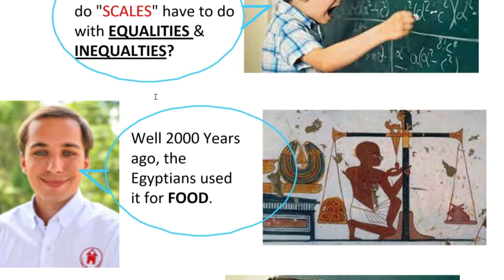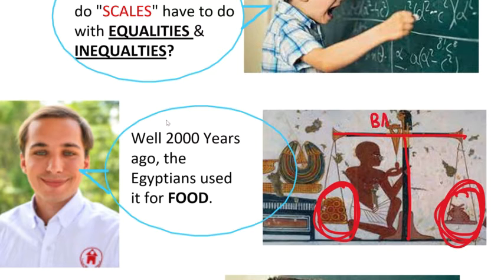Well, 2,000 years ago, the Egyptians used it for food. As you can see in the right image, we have a scale, something that was balanced, and you would put food on one side, another type of food or something of value on the right, and make sure that it balances. Just like the pencil exercise in class, it has to balance.